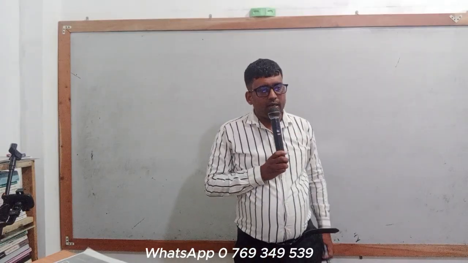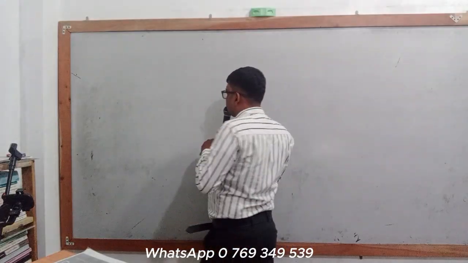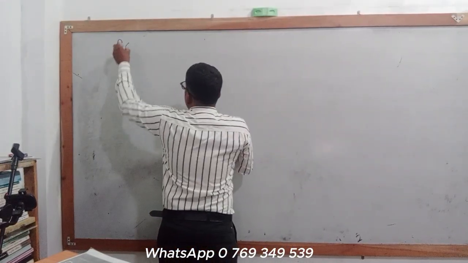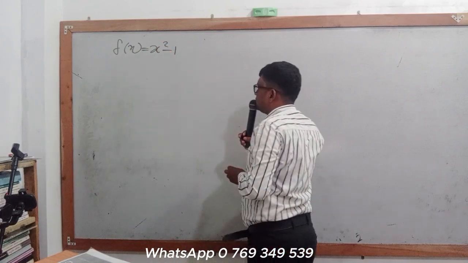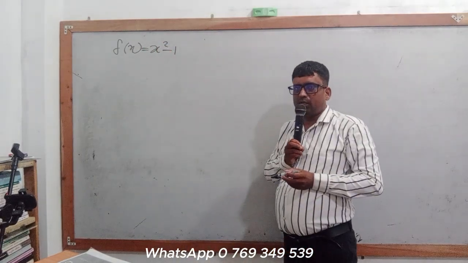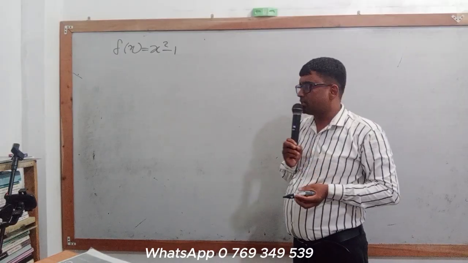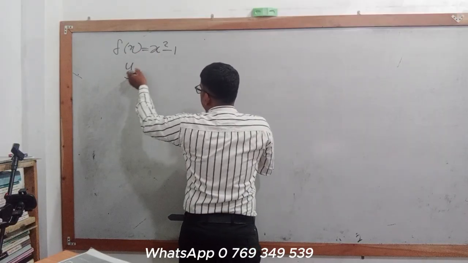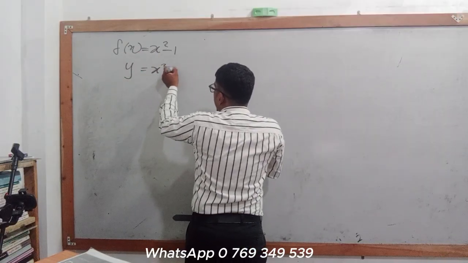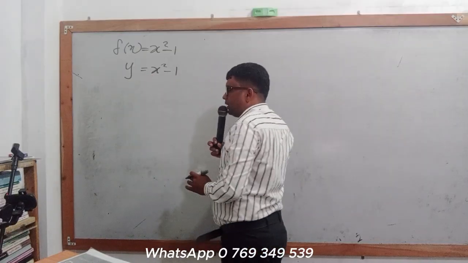Right. Let f(x) equal x square minus 1. We need to find out f inverse x. First we say that f(x) equals y equals x square minus 1. Then we can make x square the subject, right?